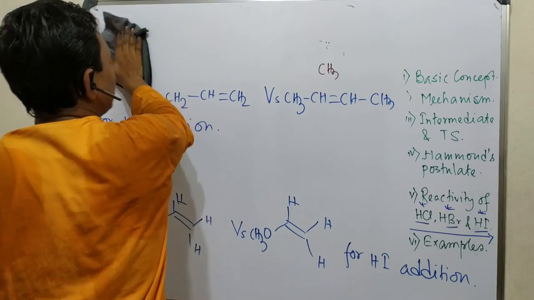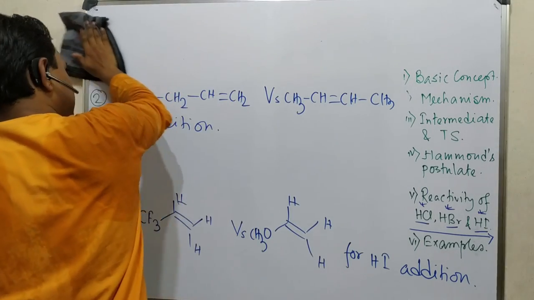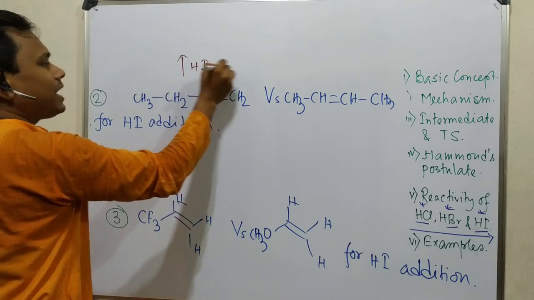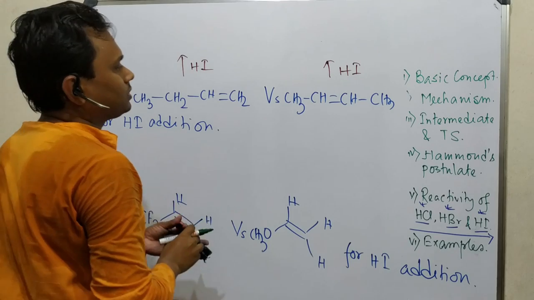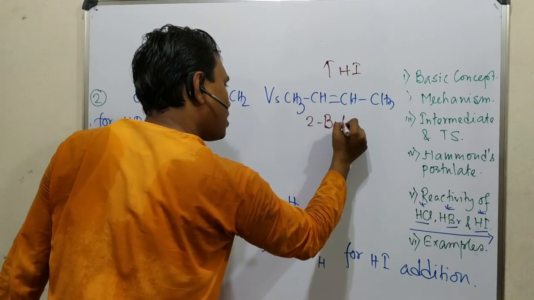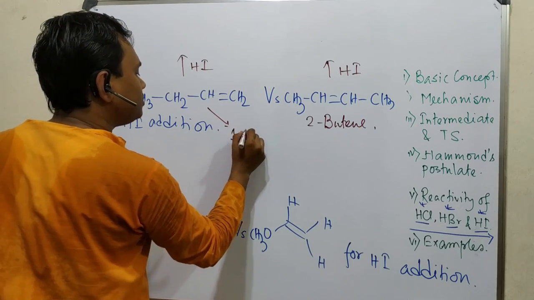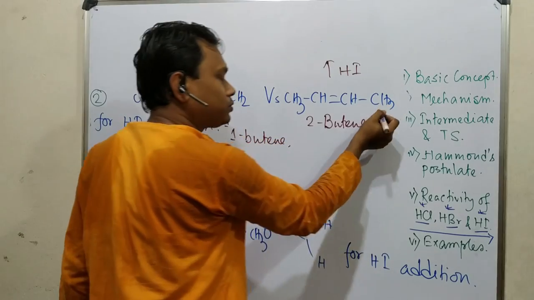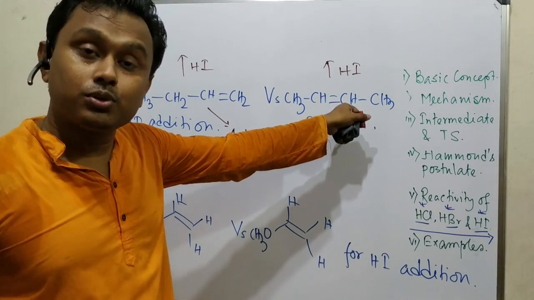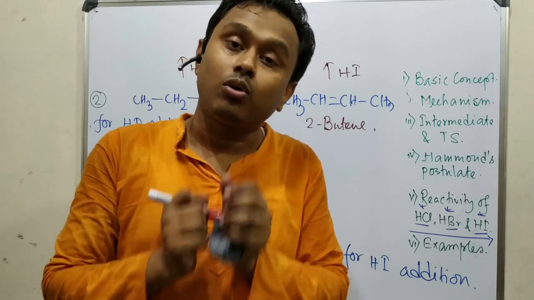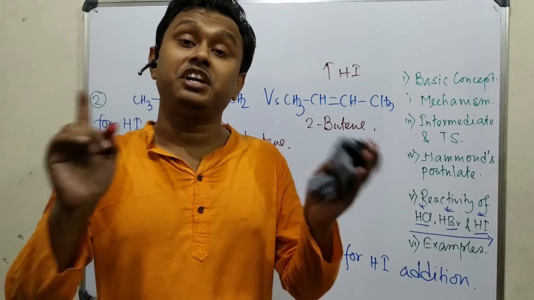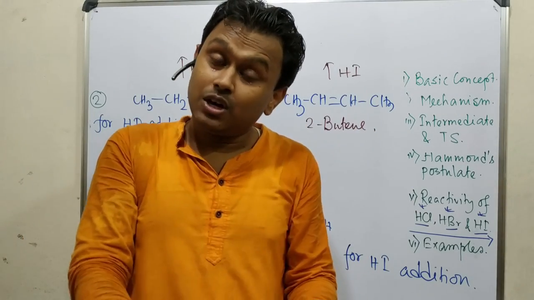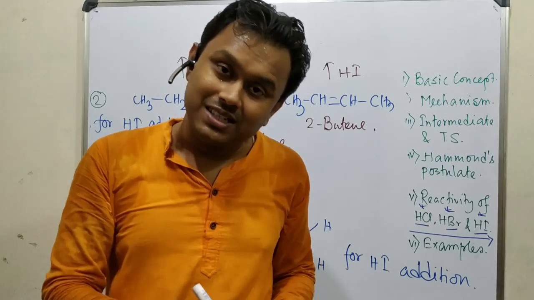Fine. But the second problem is a little difficult. Okay, what do I mean? They have asked, for HI addition, this is with HI and this is with HI, what will be the product? So this is 2-butene and this is 1-butene. Now you may think, okay, this is electron rich because of the methyl group plus I effect, so it will be more reactive and produce the carbocation. Never take anything as conclusive or for granted that it will happen. Always try to go into details and understand the explanation, and that is the best way to be precise and find the right answer in chemistry.